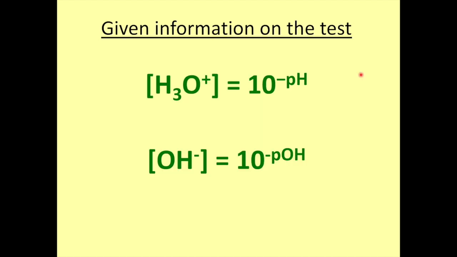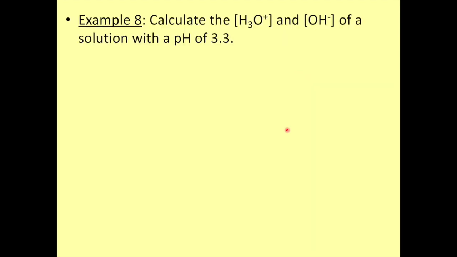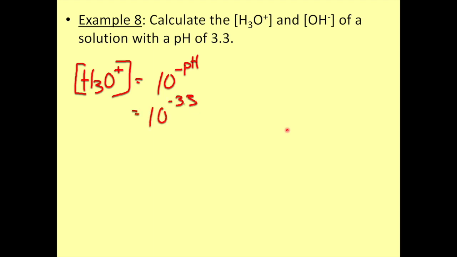So there's your given information. This is already given to you. Your hydronium and your hydroxide concentrations are already there. So calculate the hydronium and the hydroxide concentration of a solution with a pH of 3.3. So I know that I'm going to use this equation. I just type in 10 to the minus 3.3, and I find that it's 5 times 10 to the minus 4.